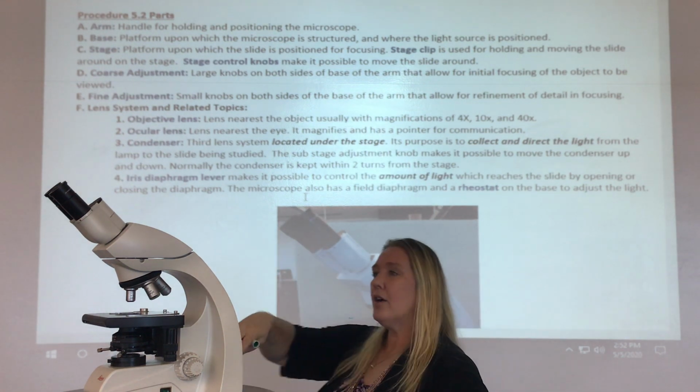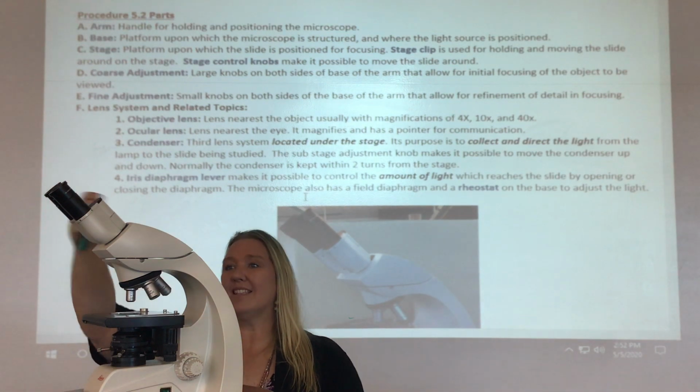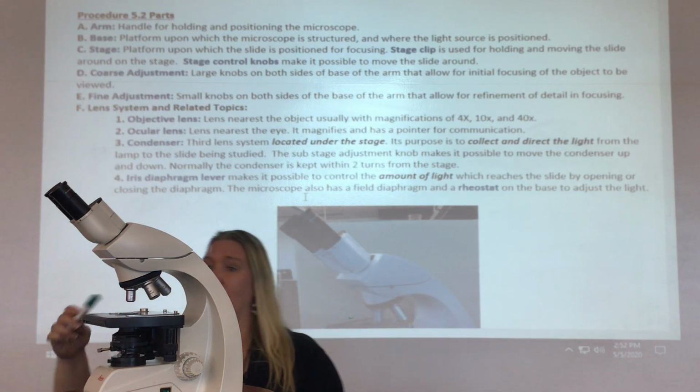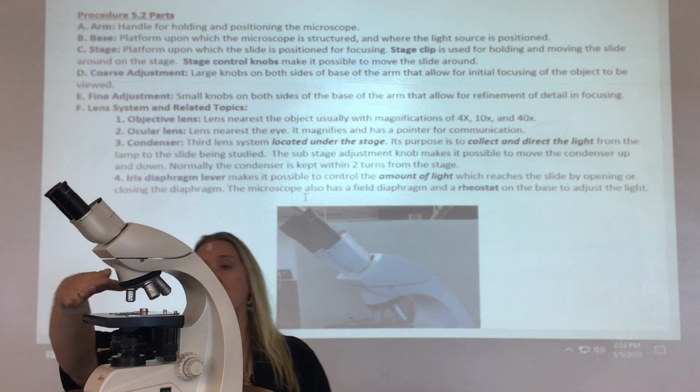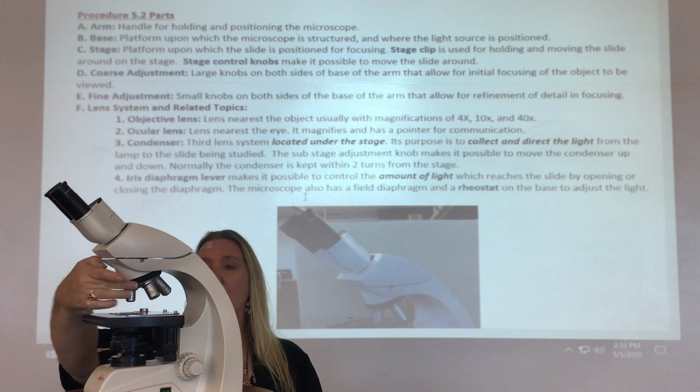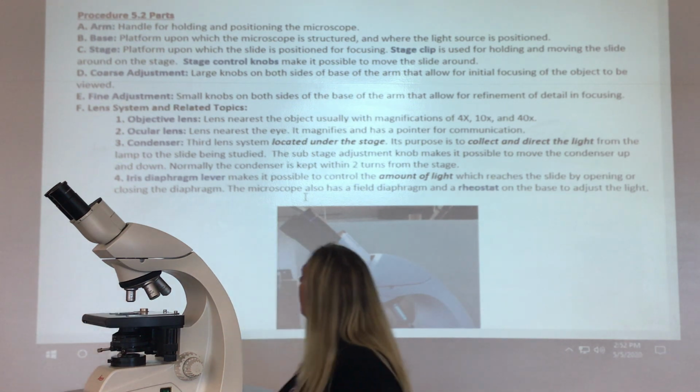The next parts of this microscope are the lens system. We're going to start with the objective lenses, and those are right here, hanging underneath. There are three of them.